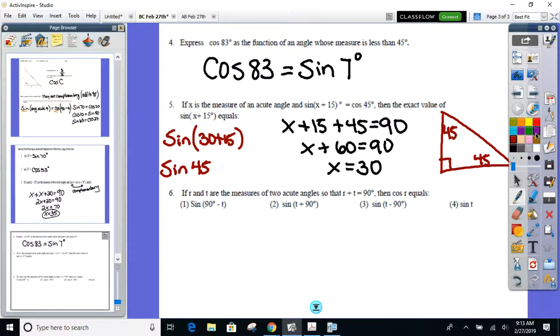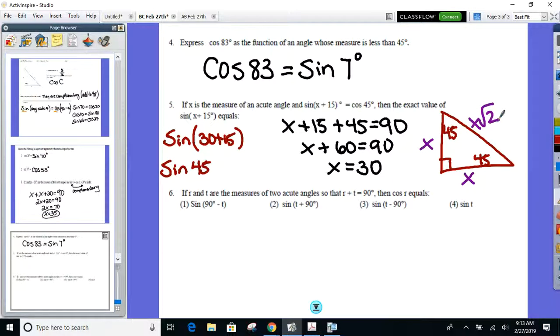What were the side lengths? x, x, and x radical 2. Sine is opposite over hypotenuse. So everyone pick a 45. Doesn't matter which 45 you pick. Opposite is x, over hypotenuse x radical 2. Anything you want to do with that? Oh, not yet. What can I do here? What can I simplify? You can take care of the x's. What am I left with on top? A 1 over radical 2.